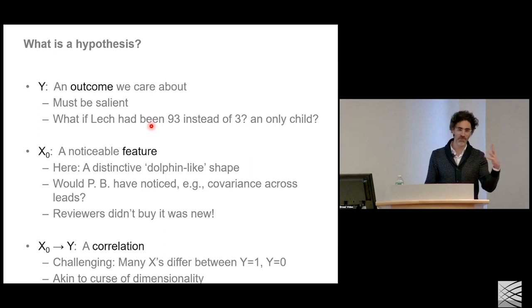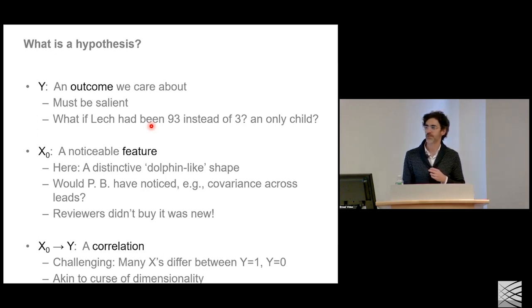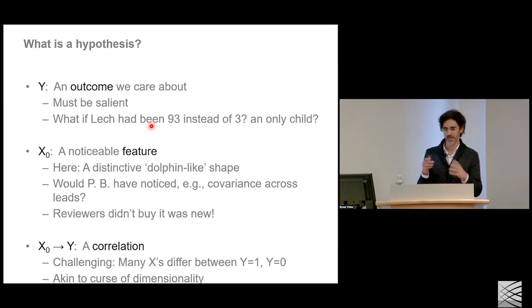And then the last thing, which is the most obvious thing, is a correlation. The X and the Y have to be correlated, but establishing that correlation is really hard because, in a high dimensional setting, lots of things are going to be different between someone who dies and someone who lives. So establishing which one is important, which one is worth pursuing, is really hard. It's a kind of curse of dimensionality.